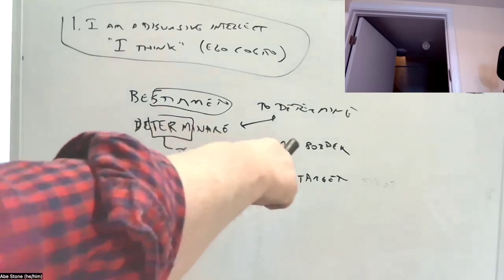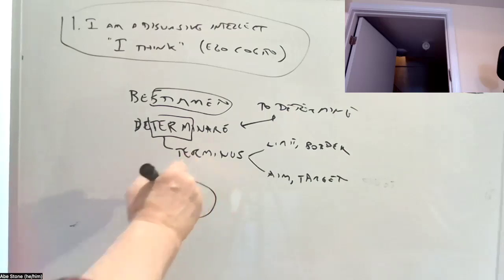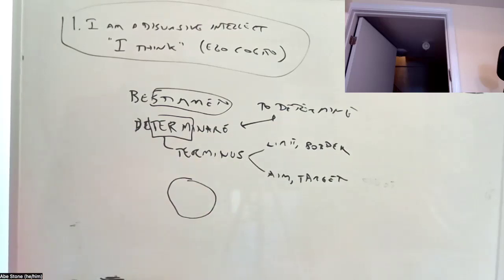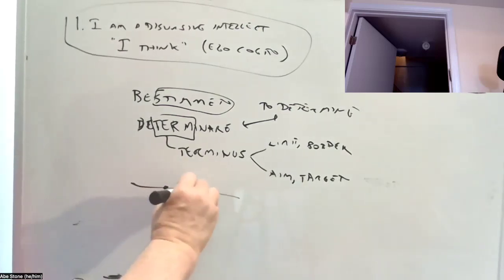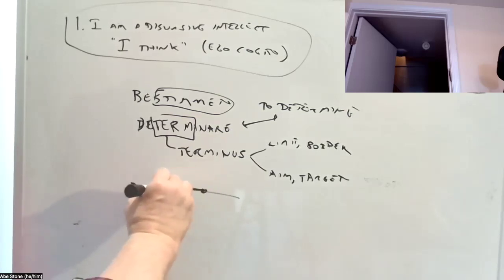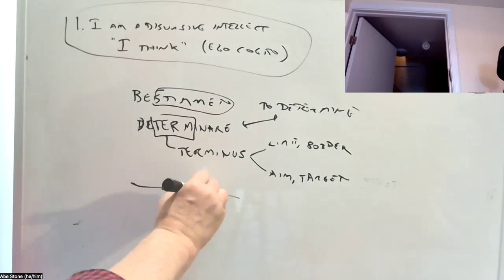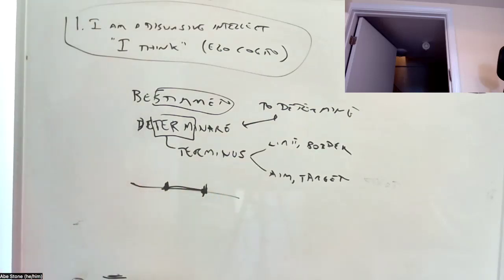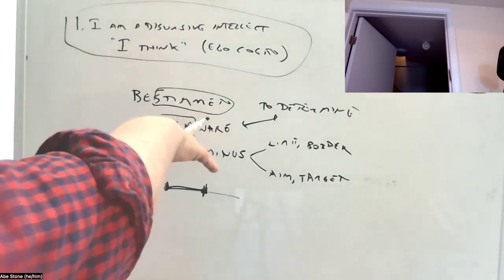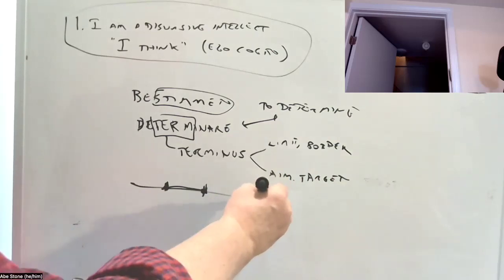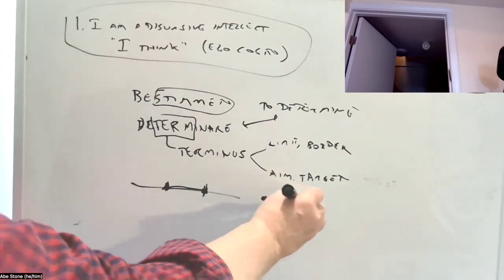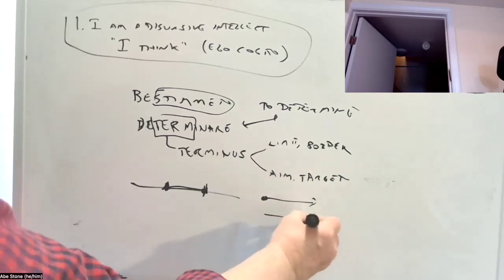So one thing "determine" means is to set a border to something. Or I guess if you were talking in time, you could say, setting off a certain span of time by its termini, by its ends, its limits. So that's one thing "determined" can mean, but another thing it can mean is to aim, and then it can mean either to give something an aim or to make something your aim.